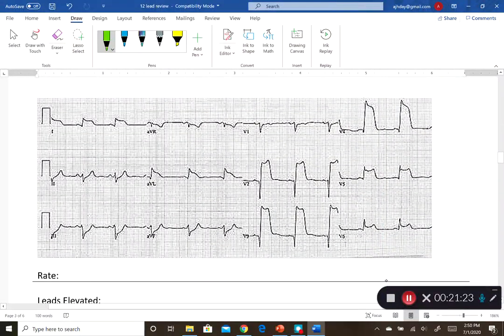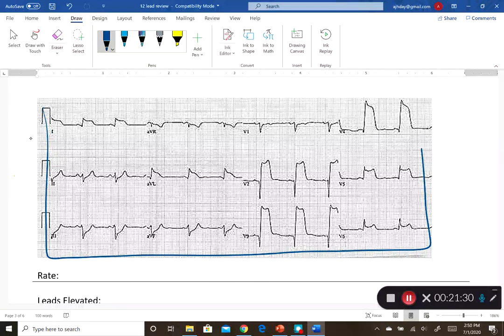All right, going on to the next one. Definitely see some elevation right off the bat here. Draw my chart.